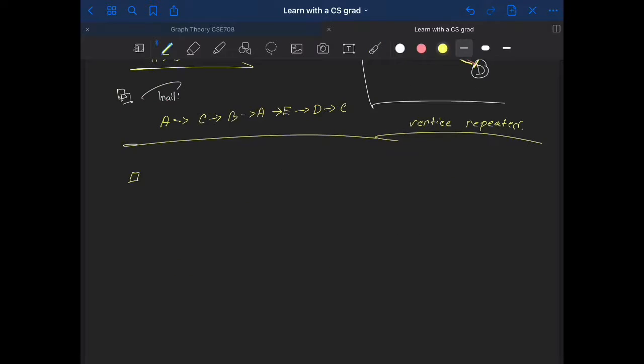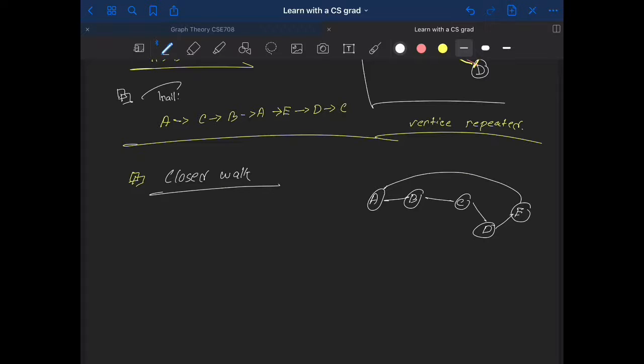So what is a closed walk? A closed walk is where we start from one node, traverse other nodes, and come back to the same node again. We go from A to B, B to C, C to D, D to E, and we come back to A again. So we are starting from A and ending at A. So this is a closed walk.